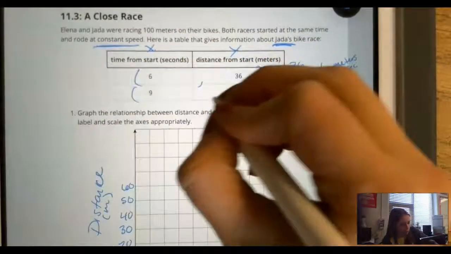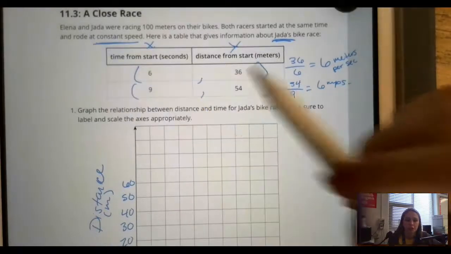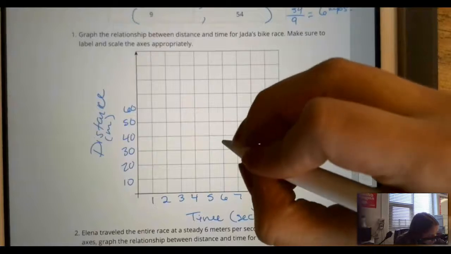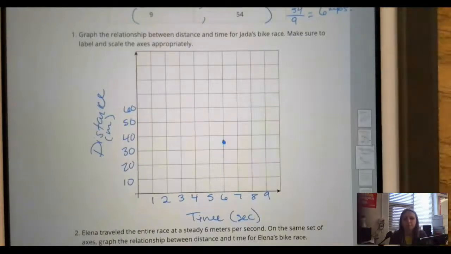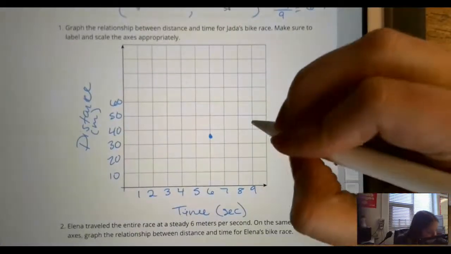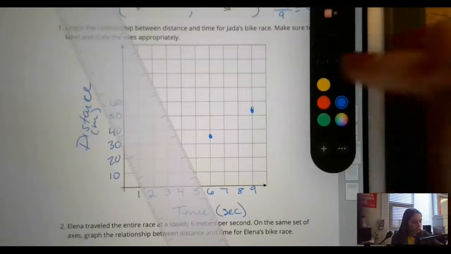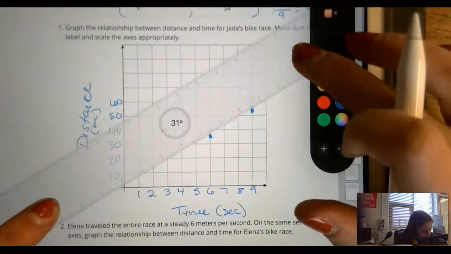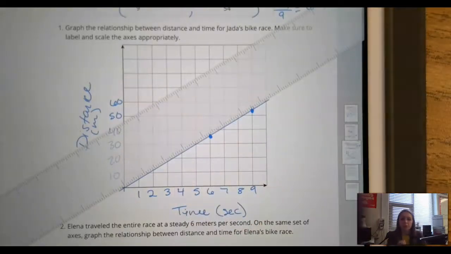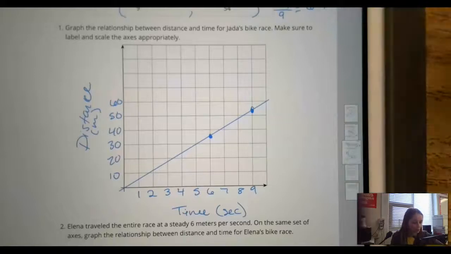Alright, so what's nice about having a table is this is my point that I need to plot. I just need to plot those points. So I'm going to do 6, 36. So 6, and then 36 is probably right about there. Alright, then my next point would be 9, 54. So 9, 54. And then now I just need to draw a line starting from the origin. I didn't do too bad there. That's actually pretty good. Alright, so there is our line representing Jada's bike race.